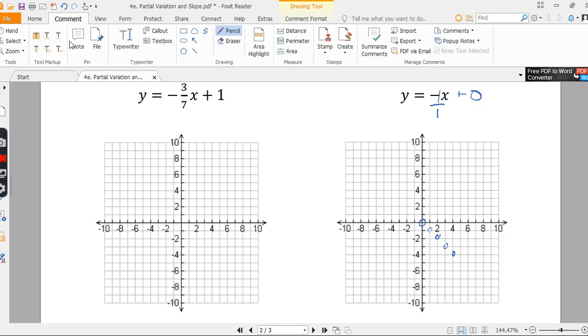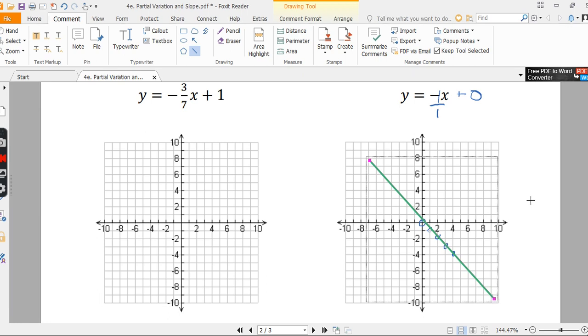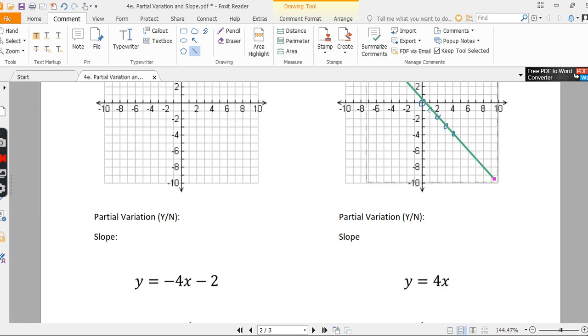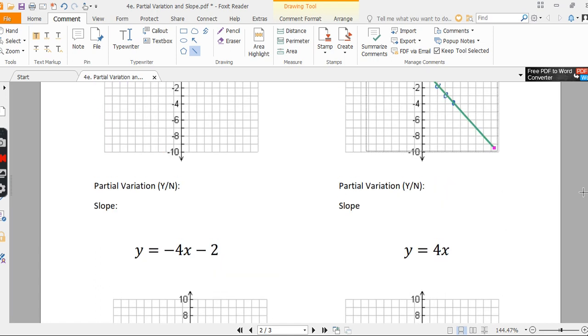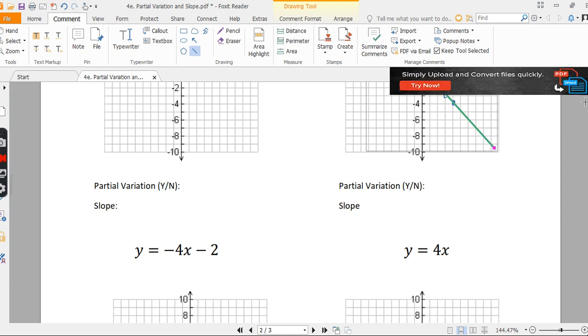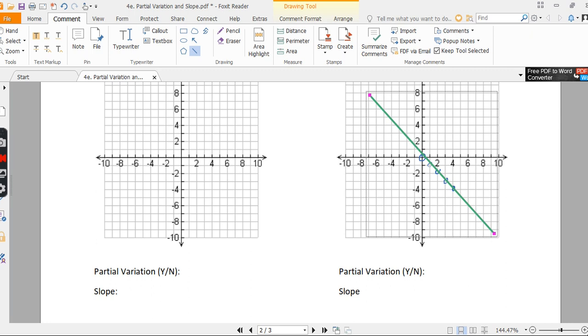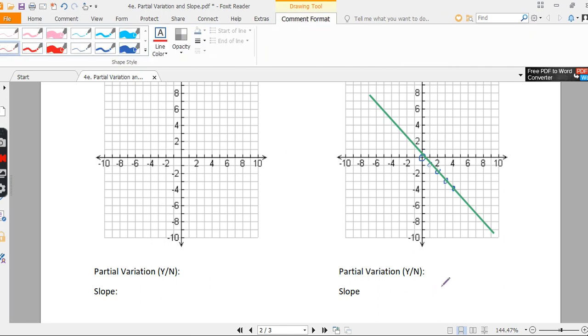And then I could just draw my line. And you're done. Is it a partial variation? Does it go through 0? Yes, it does. So if it goes through 0, then no, it is not a partial variation. It is in fact direct variation. And the slope was -1 over 1.